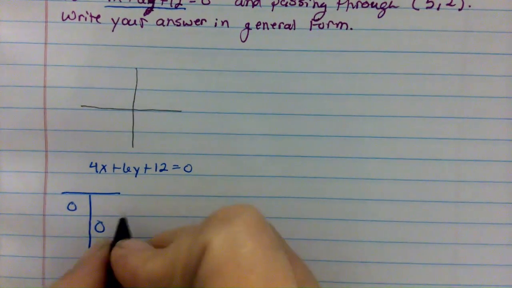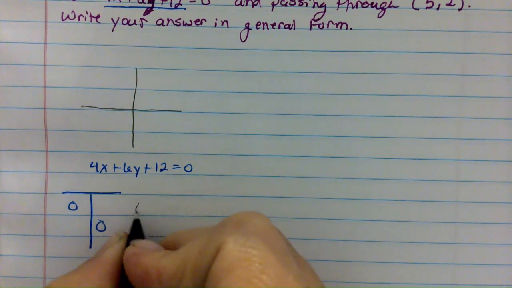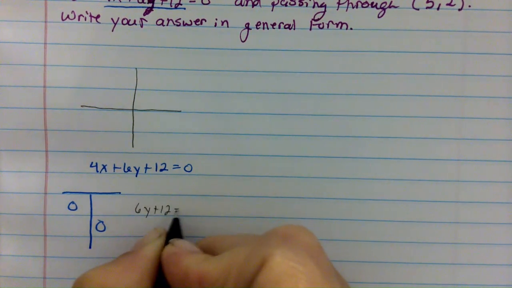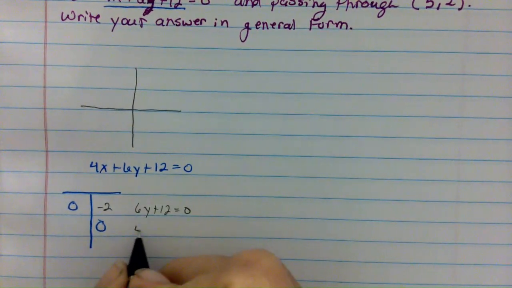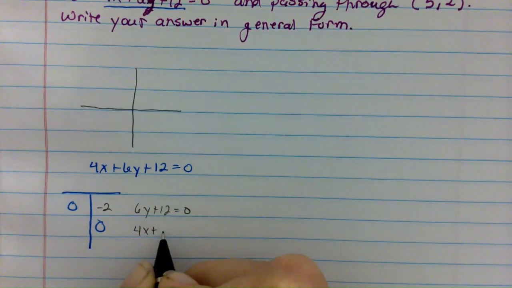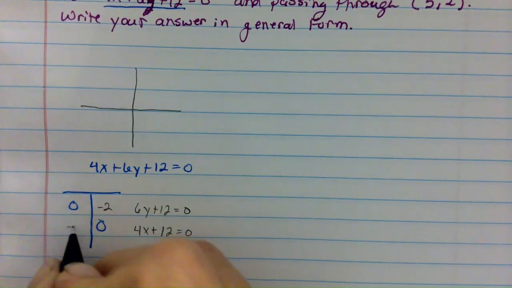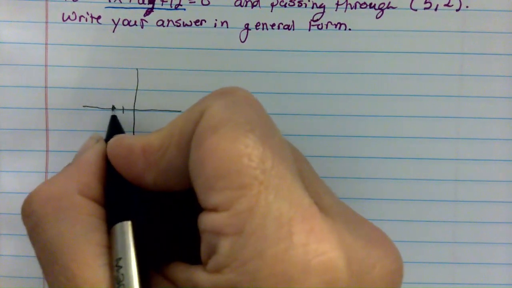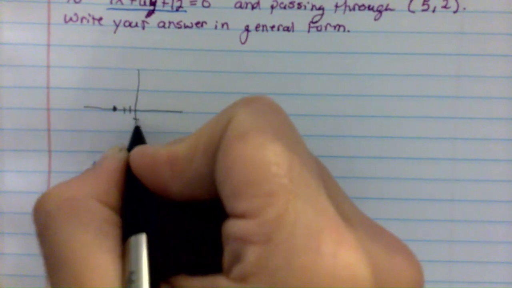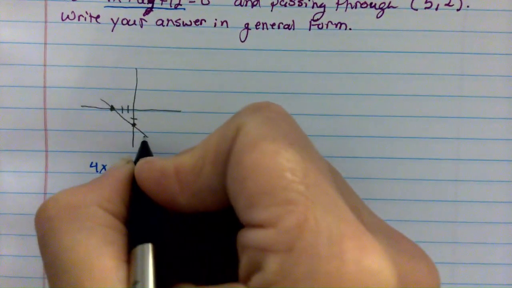Okay, so this would be 4 times 0 is 0, so this is really 6y plus 12 equals 0. Oh, y is negative 2. 4x plus 6 times 0, so that's 0, plus 12. Oh, that's negative 3. So now I know this crosses at negative 2. Whoops. Negative 3 on the x and negative 2 on the y.